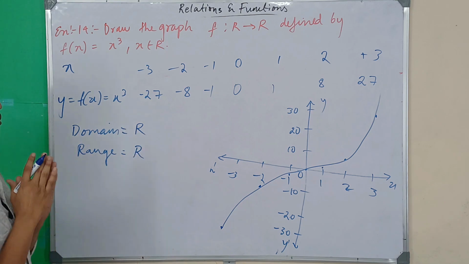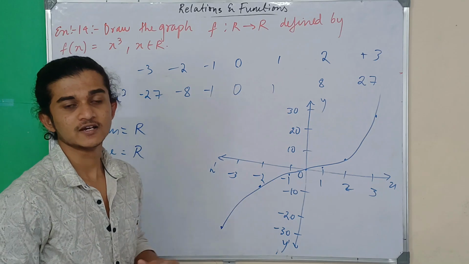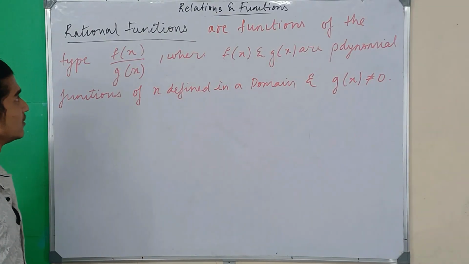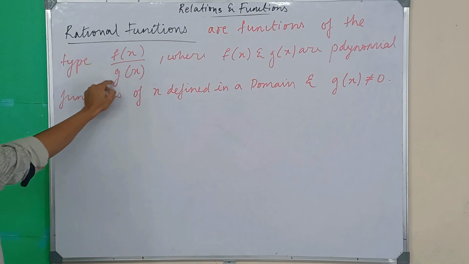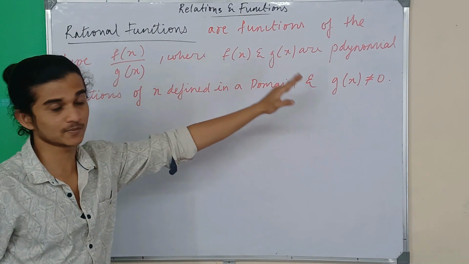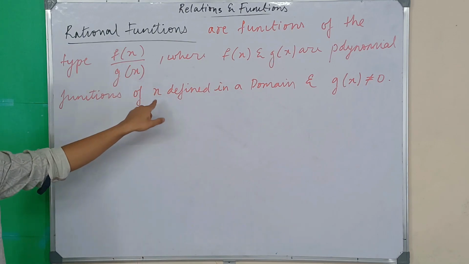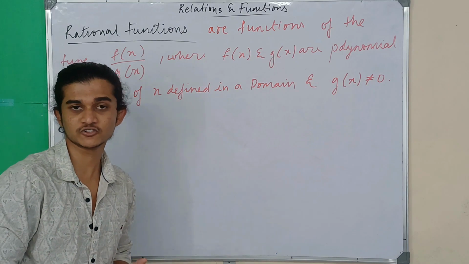So this was how you solve this example. Now let us move on to the next function, which is rational function. Rational functions are the type of function in the form of f of x by g of x, where f of x and g of x are polynomial functions, and g of x is not equal to 0. Now x is defined based on the domain, so this changes from condition to condition.